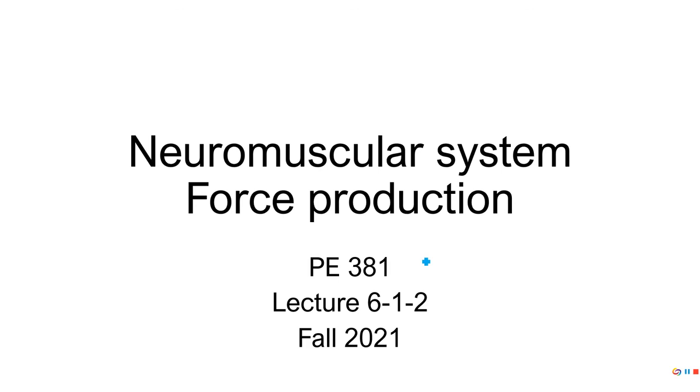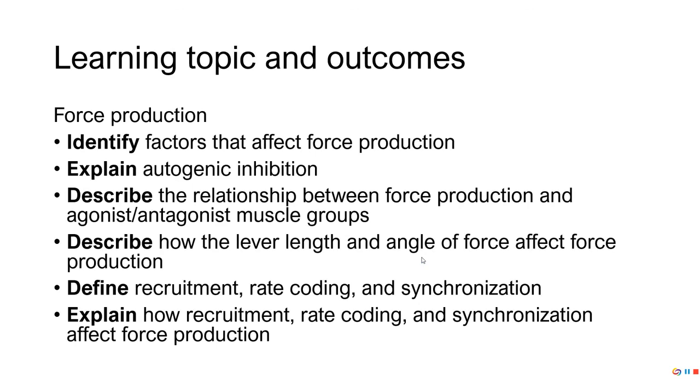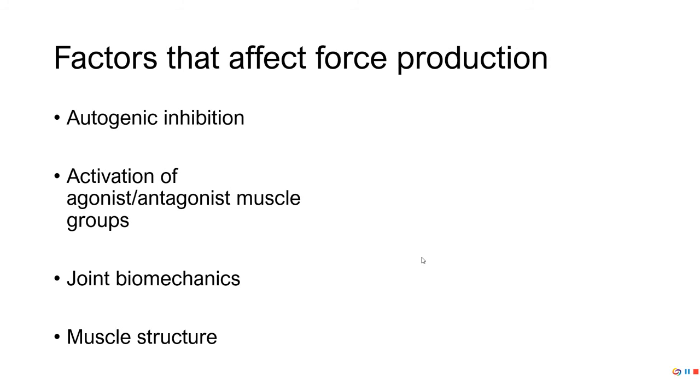All right, so here are our several objectives, but this shouldn't be too long. So we look at them all together. The factors that affect force production are autogenic inhibition, activation of our agonist and antagonistic muscle groups, which we talked about a little bit at the end. That's where reciprocal inhibition comes in, at the end of the last video. Joint mechanics and muscle structure.